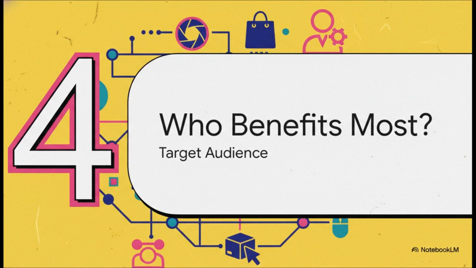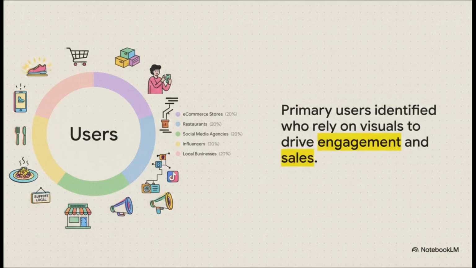Okay, so we get what it is, and we get how it works. But the real question is, who is this actually for? And it's a pretty wide net, actually. You have the obvious ones, like e-commerce stores that need an endless supply of product shots. But then you have restaurants trying to make their food look irresistible, social media agencies juggling dozens of clients, influencers who need to polish their brand, and even your local brick-and-mortar shops that just want to look better online.